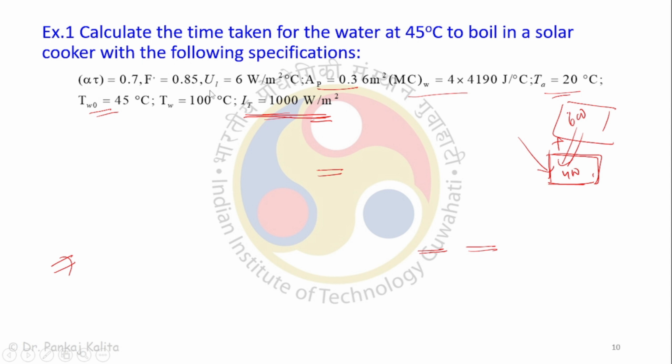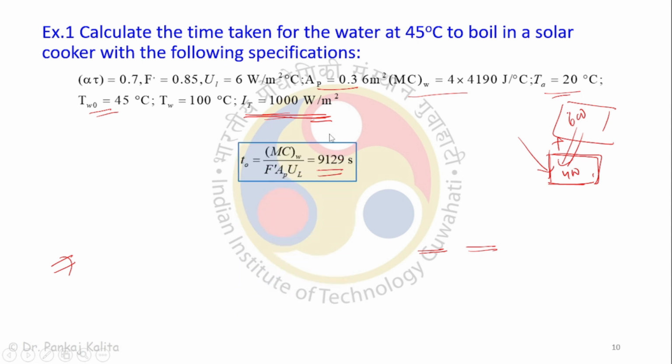The overall loss coefficient is given, and the area Ap is given as 0.6 square meter. Then we have M Cw given as 4 into 4190, the mass into specific heat of water. Then Ta, the ambient temperature, and the water inlet temperature are given. The water outlet temperature is steam, which happens at 100 degrees Celsius. Then the radiation IT is given. Generally it is much lesser than that, but 1000 watt per meter square is actually given.